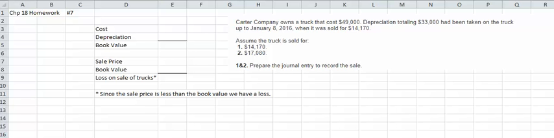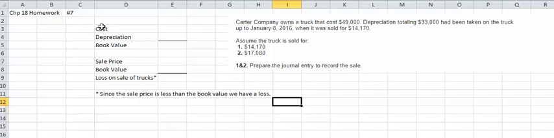Okay, here's an example on the disposal of assets. So chapter 18, number 7, here's an example. It's not the exact thing, but different numbers used. So Carter Company owns a truck that cost 49,000. Depreciation totaling 33,000 has been taken on the truck up to January 8th, which is the same day it was sold. So accumulated depreciation is up to date. Assuming the truck is sold for this, 14,170. So we're going to see both a loss and a gain scenario.